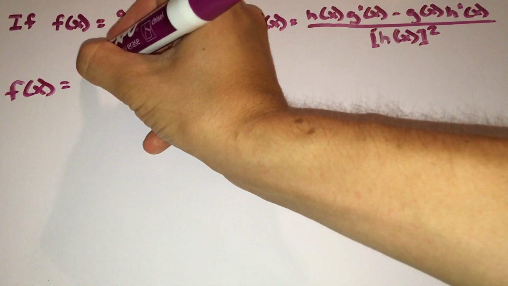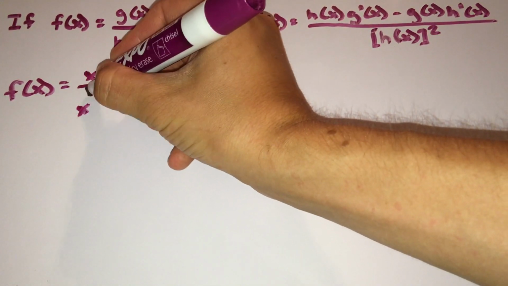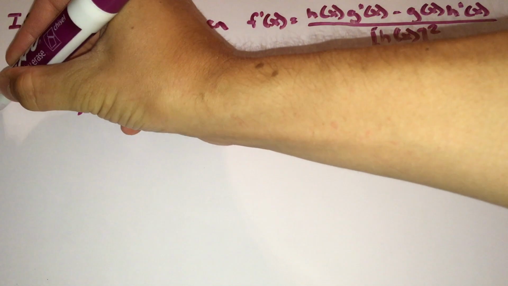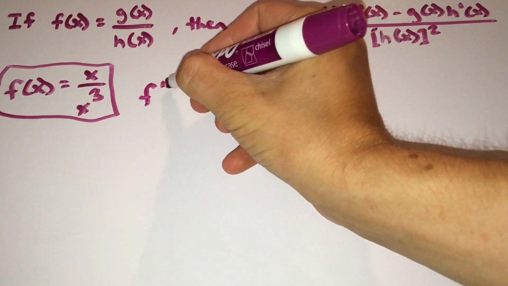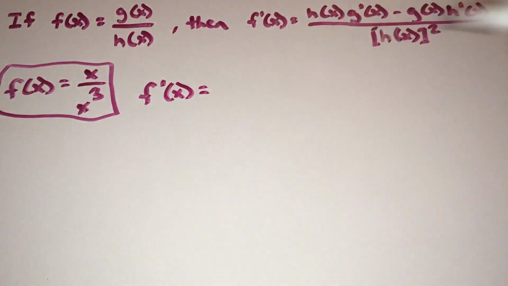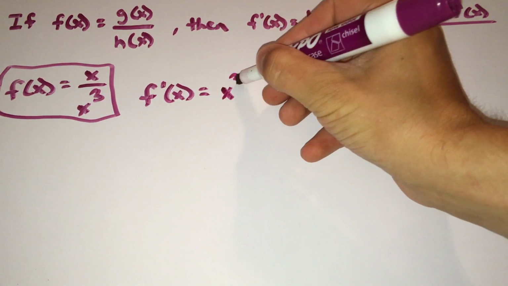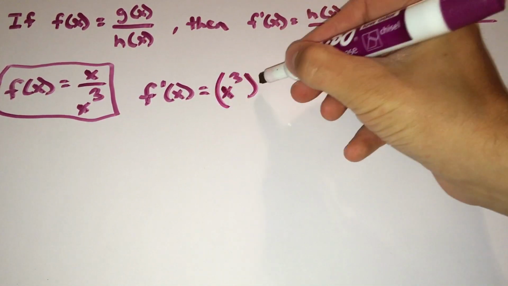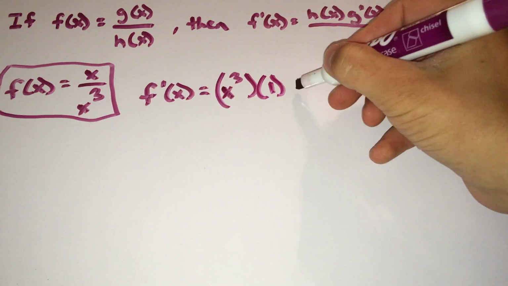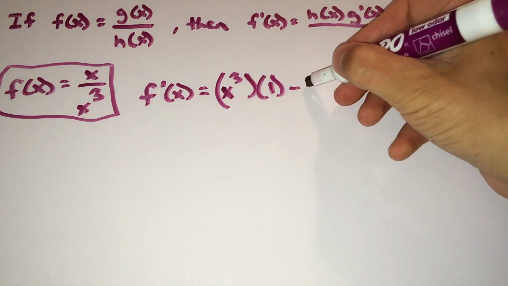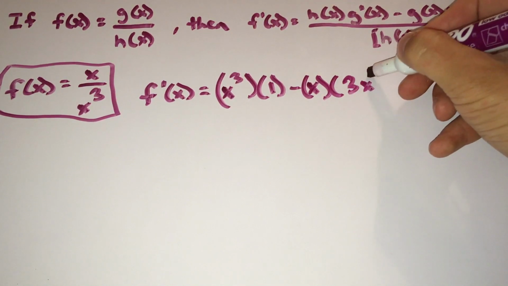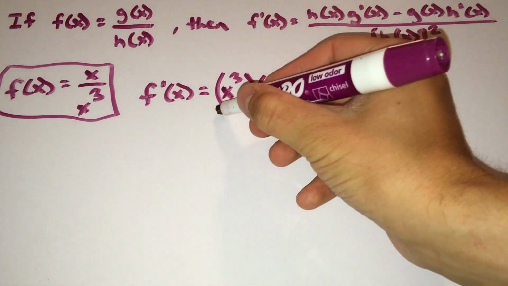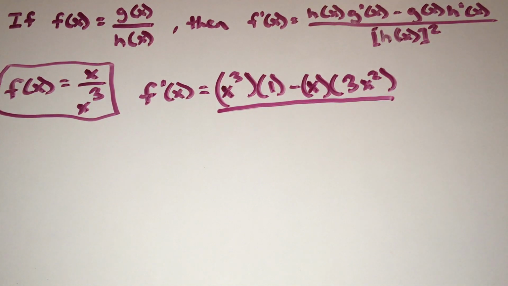F of x equals x divided by x cubed. Now, just because we're solving these using the quotient rule doesn't mean it's the most effective way and the only way to solve these. Well, the derivative is going to be x cubed times the derivative of x, which is just 1, minus x, and then this time we'll take the derivative of x cubed, which will give us 3x squared, and on the bottom we'll have x cubed squared.